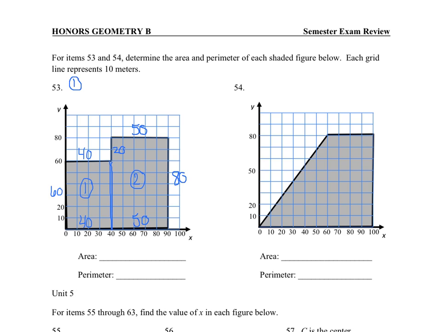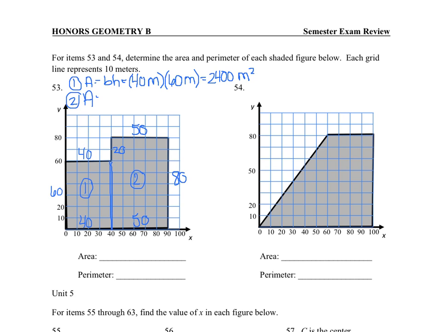So the area of 1 is base times height. My base is going to be 40 meters. My height is going to be 60 meters. 40 times 60 is 2,400, and meters times meters is meters squared.